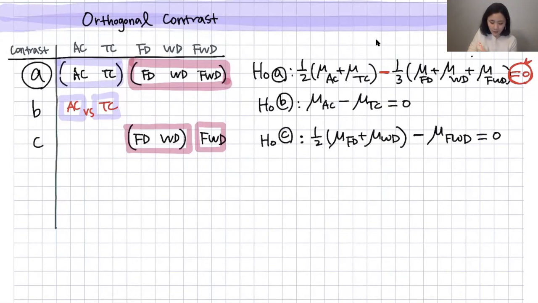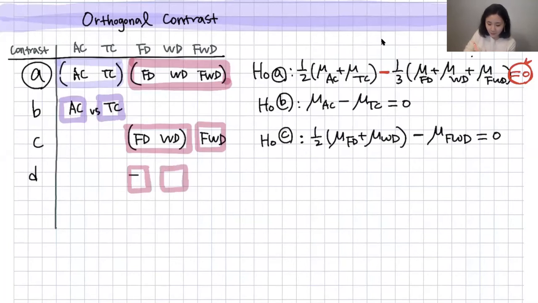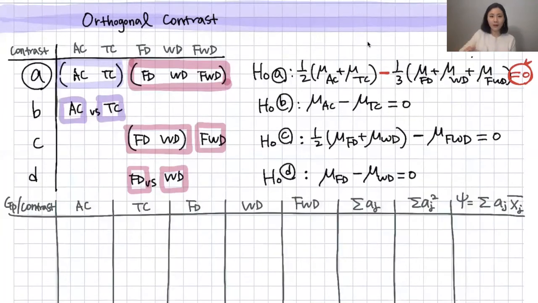And my last contrast D is comparing the single deprived treatment groups, which is FD versus WD. So my last null hypothesis for contrast D is going to be mu of FD minus mu of WD is equal to 0. So for convenience of the calculation in the further steps, we are going to fill out this table.